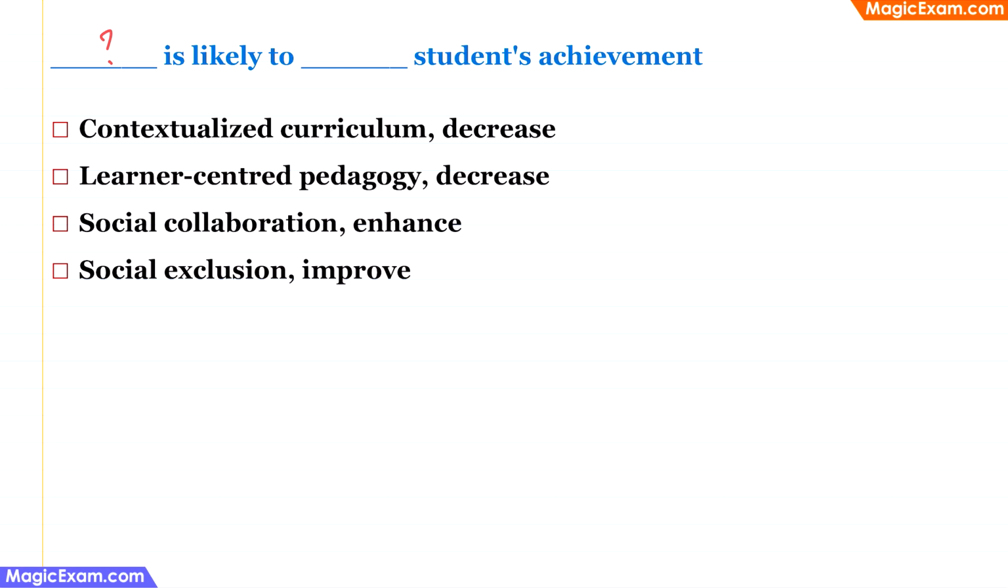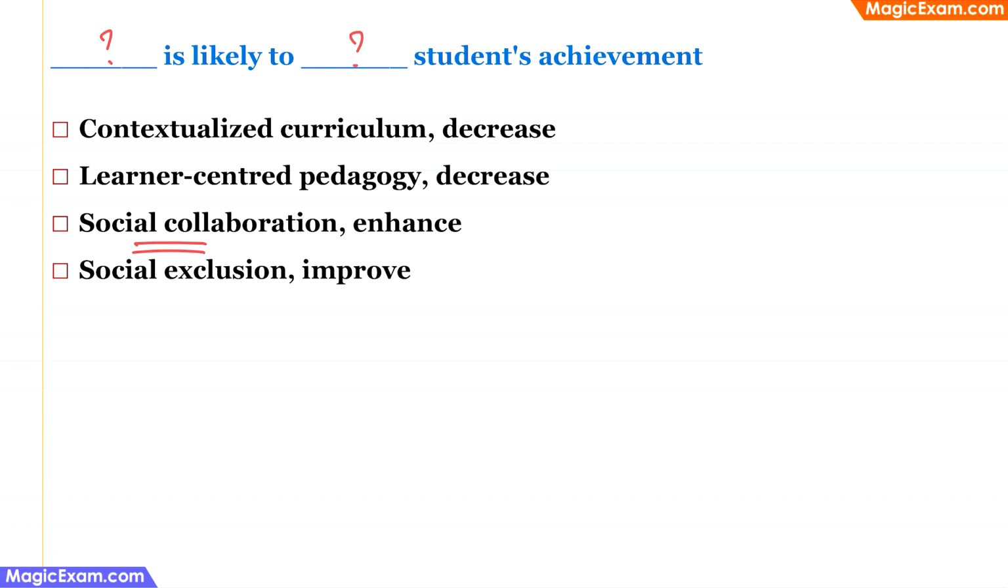Dash is likely to dash the student's achievement. This is an indirect question that can be answered using Vygotsky's concepts. So as we learnt earlier, Vygotsky says that social interactions are one of the major sources of information for the child or for the learner or for the student. So the social interactions can happen with the family, with the peers, with the friends, with the community members. Therefore, all these are nothing but social collaborations.